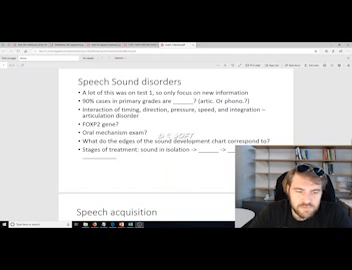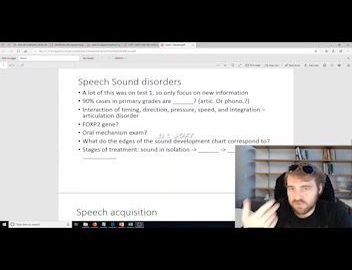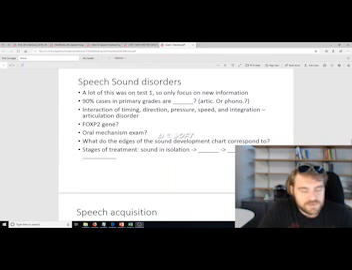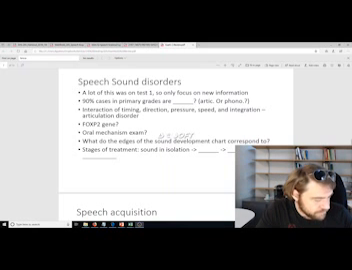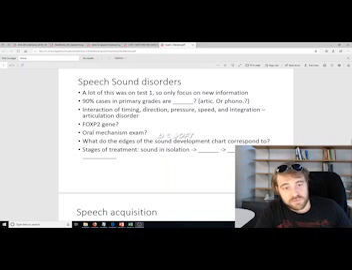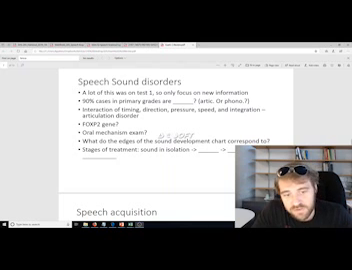Things that you'll be looking for in your oral mechanism exam: you're going to be making sure the articulators all look good. You'll look at the range of motion, the strength of the muscles, coordination between them, and rate of movement. Those are other things.